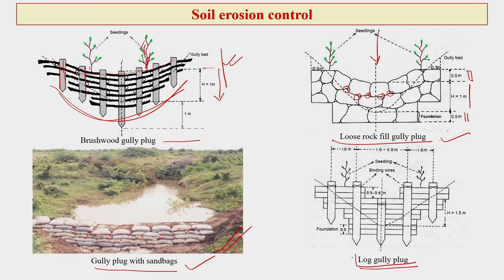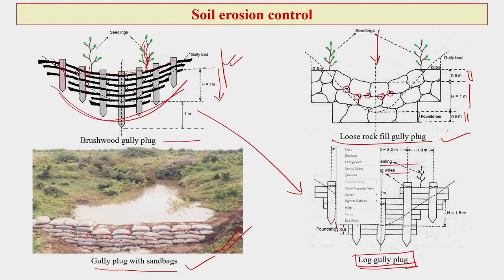Then finally, we come to the log gully plug. Here also you have the opportunity to grow plants and seedlings. This is one step more advanced than the brushwood gully plug. Here also we have planks, a horizontal plank as well as a vertical plank, and the foundation is once again like the previous one, 0.5 meter. Then you have around 1.5 meters of height, and then another 0.5 meter of top region.